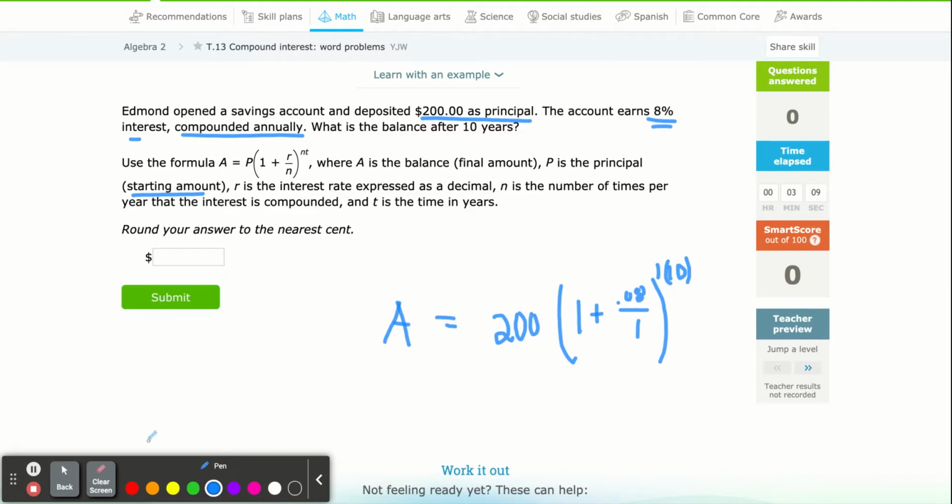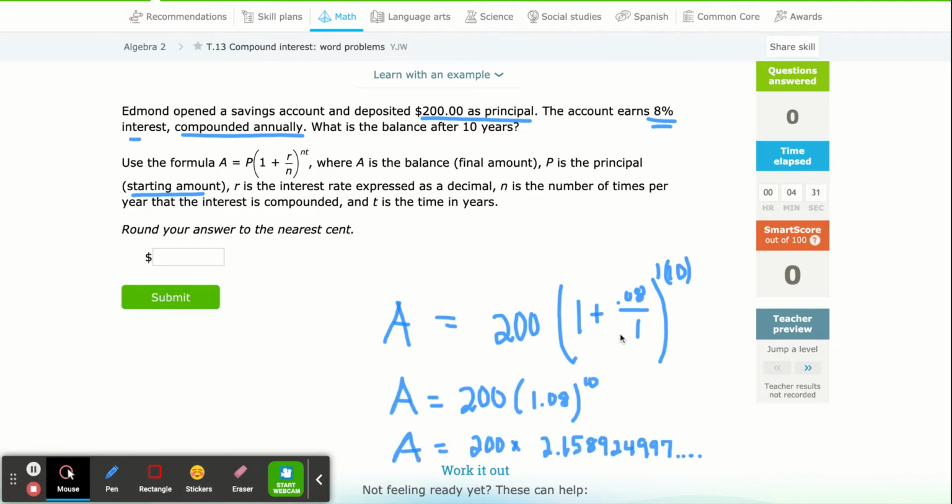Now you're just going to use a calculator to solve that. Now I did it one step at a time because I want to make sure that as you solve this, you actually do order of operations, right? I'm going to add inside the parentheses first. 1 plus the 0.08 is 1.08. I'm going to raise 1.08 to the 10th power. Don't multiply by 200 first. That gives me 2.158924997. I use that whole long number in my calculator, times it by 200, and I find out in 10 years I would have $431.78 because you round to the nearest cent.